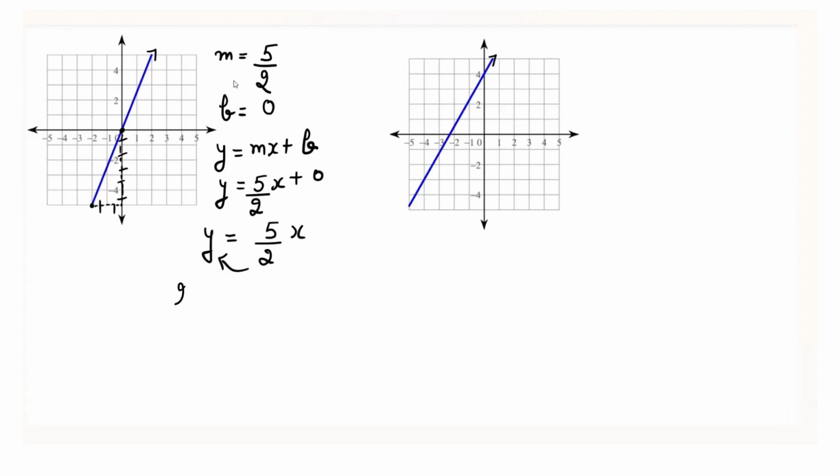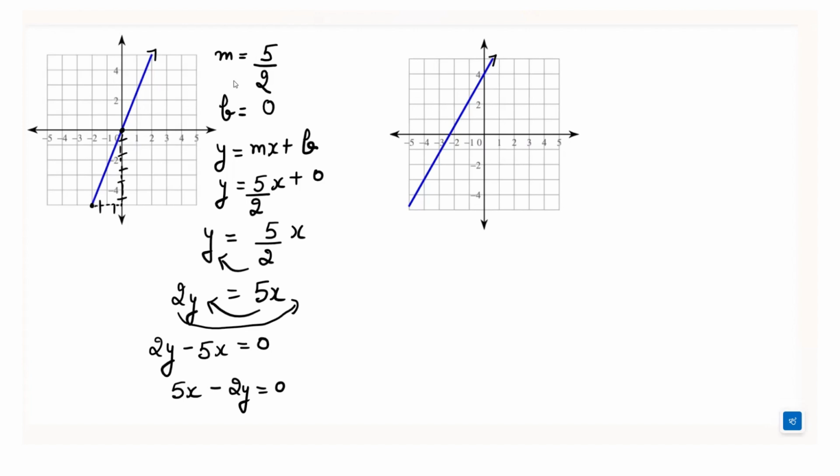2 you will take to this side. You will get 2y is equal to 5x. You will take this x value to this side. It would be 2y minus 5x equals to 0. Or we can write it as, you can take 2y to this side and then you can write it as 5x minus 2y is equal to 0. Both are correct.